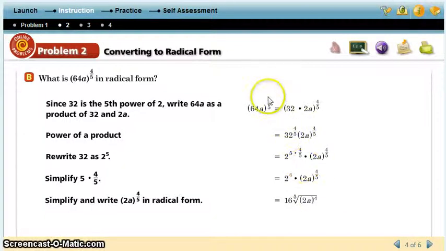Now, you could actually do all of this under the radical sign and then simplify after that. So like I said, there's multiple ways to do this one.